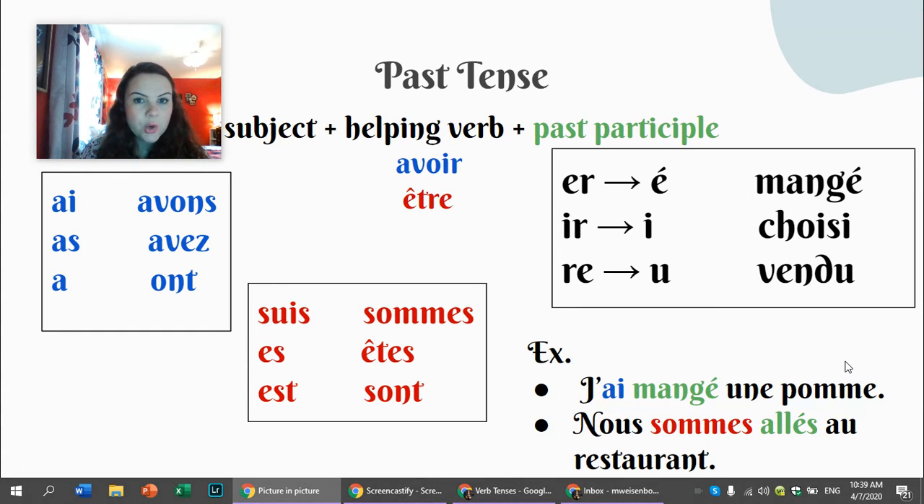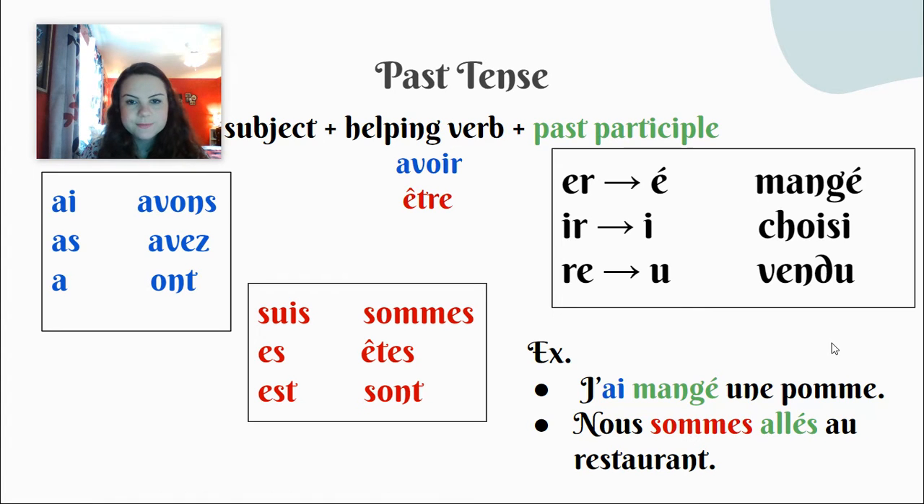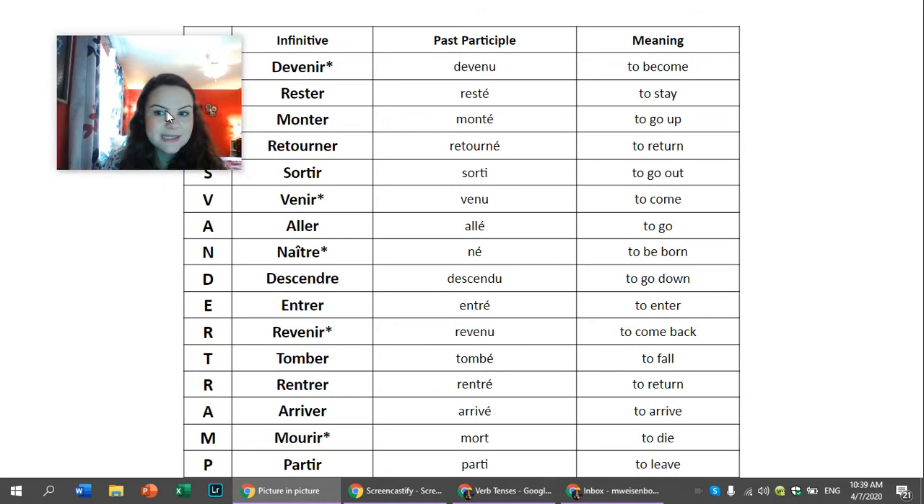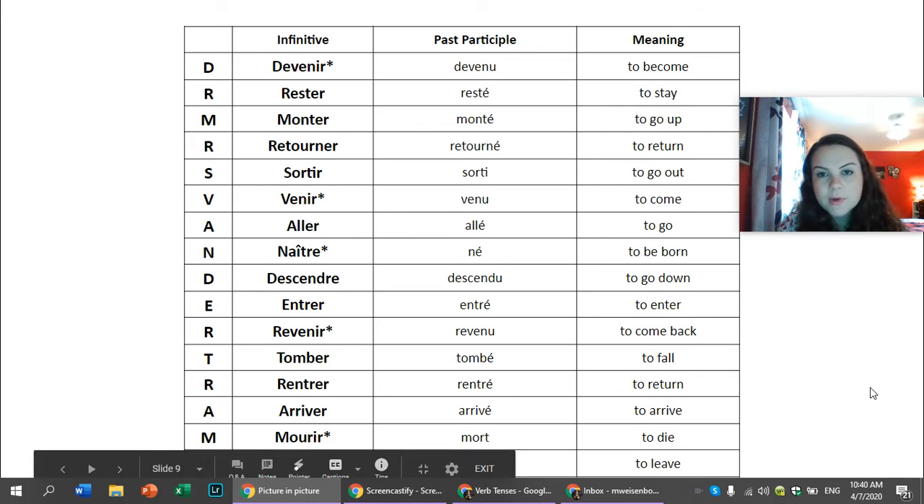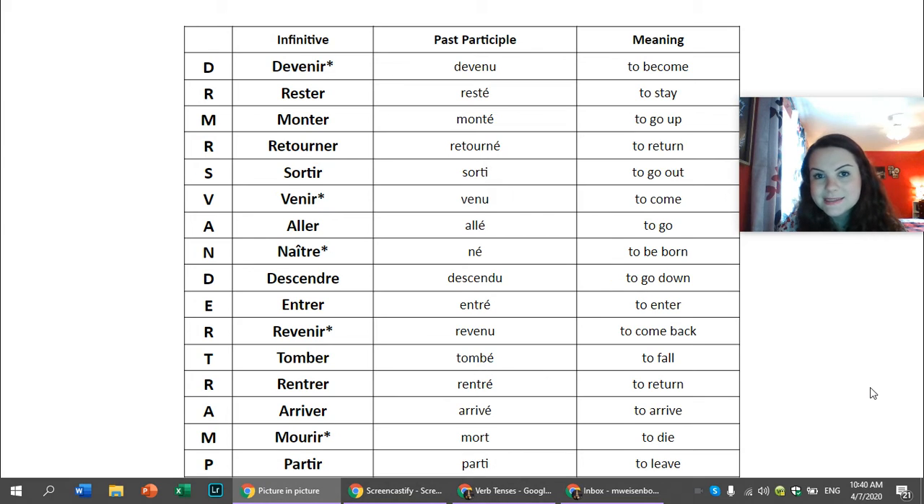Okay, so how do you know when to use être or avoir? Well, there are 17 être verbs that you're going to use. Most of the time, it's avoir as the helping verb, but for these 17 verbs, you have to use être as the helping verb. So Dr. Mrs. Vandertramp, I'm sure you remember learning about these in French too. So these are the 17 verbs that use être as the helping verb.